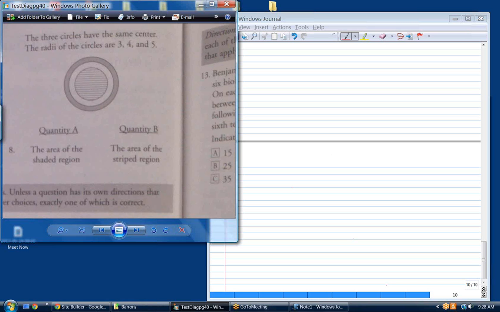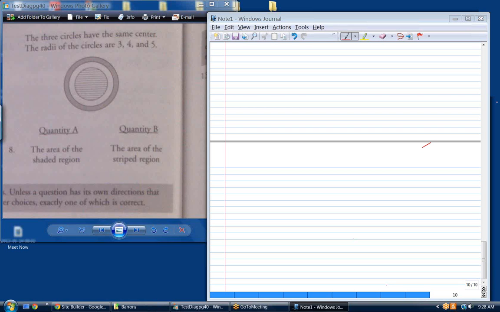I guess, okay, it becomes clear. When I saw a shaded region, I wasn't sure which region they were talking about until I looked at quantity B, and then it became self-evident. Okay, and this is going to, let's see.